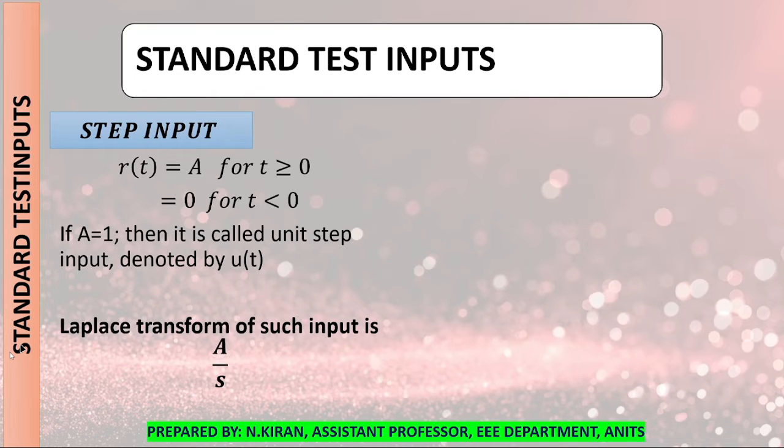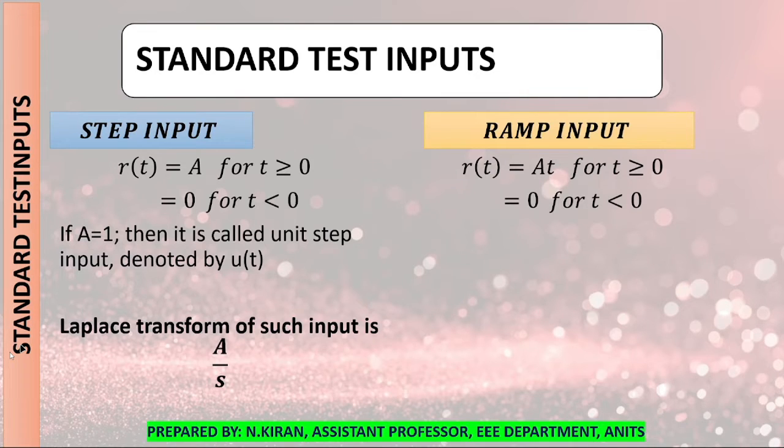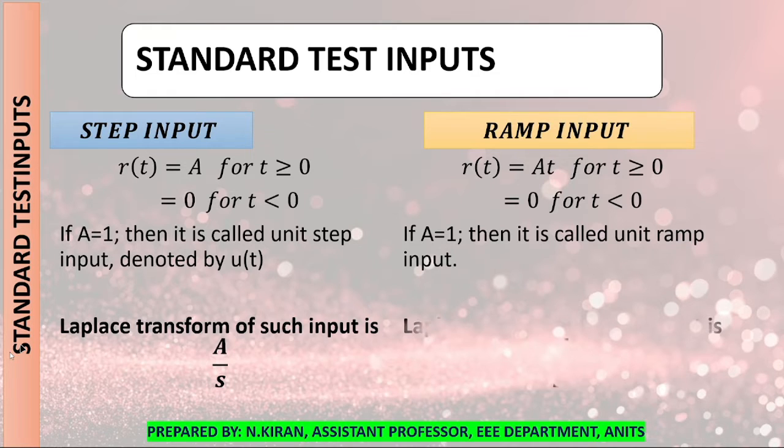The second standard test input that we consider is ramp input, and it can be defined as its value is 0 for t less than 0, and its value is A·t for t greater than 0. And here A is a constant. So if the A value is 1, then we call that unit ramp input. And the Laplace transform of the ramp input is A/s². And if A value is 1, then the Laplace transform will be 1/s².